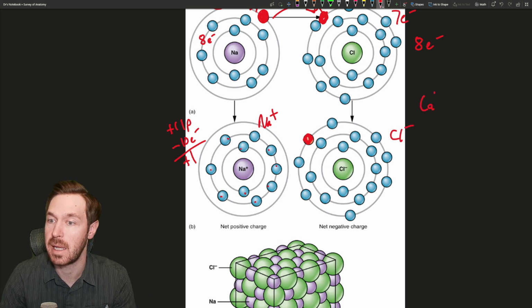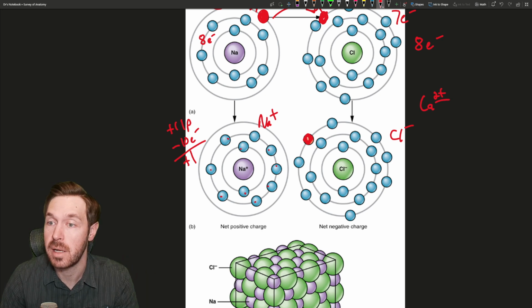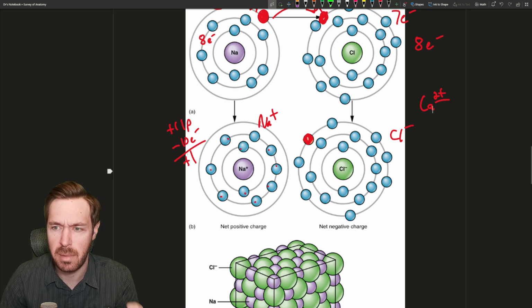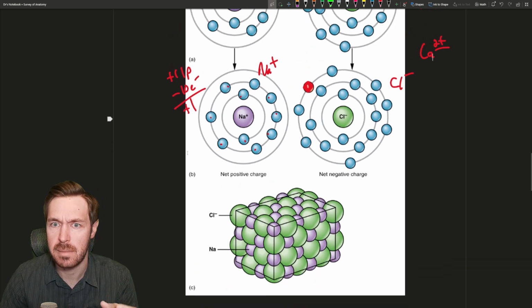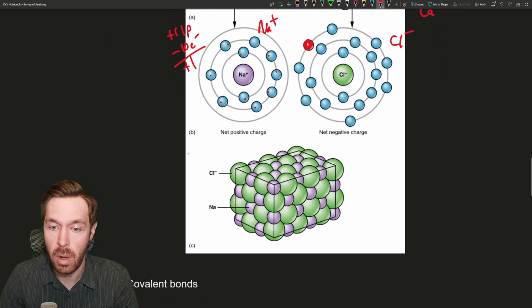If you see calcium 2+, that means it lost 2 electrons in that transfer. So that's what we mean by charge. And now when these things come together, opposite charges attract. And when they're not in water, they can form these crystal-like structures. So you have negatively charged chlorines attracted to positive sodium. So salt forms a crystal.